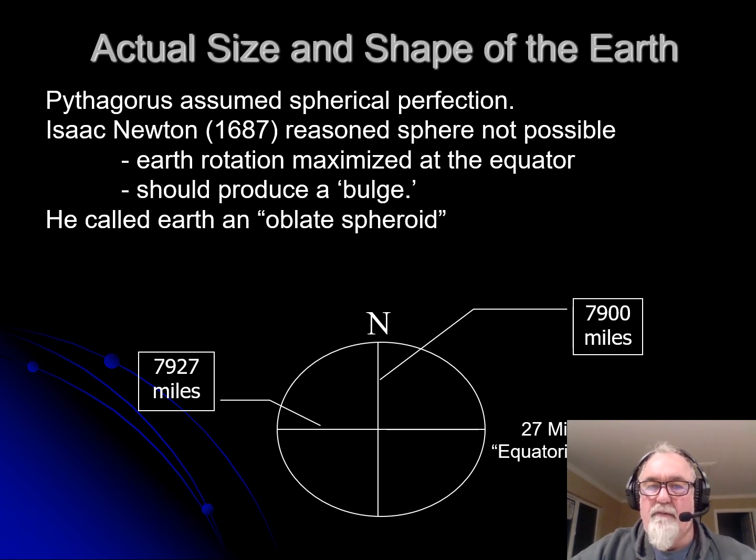But if we do it with a little bit more accuracy, say to the nearest 1 mile, we can clearly see that the diameter across the equator, which we refer to as the equatorial diameter, is 7,927 miles. If we measure from the North Pole straight down to the South Pole, that distance is only 7,900 miles, a difference of 27 miles. So the Earth is 27 miles fatter along its midsection.